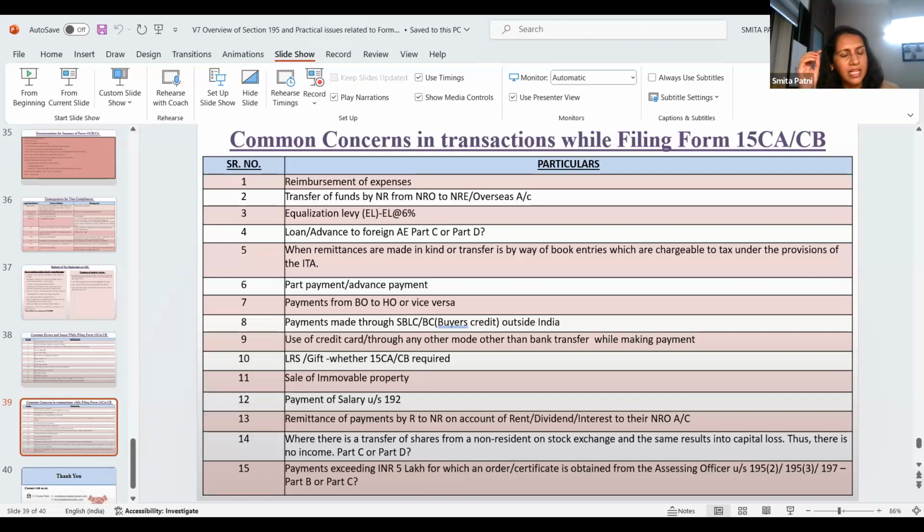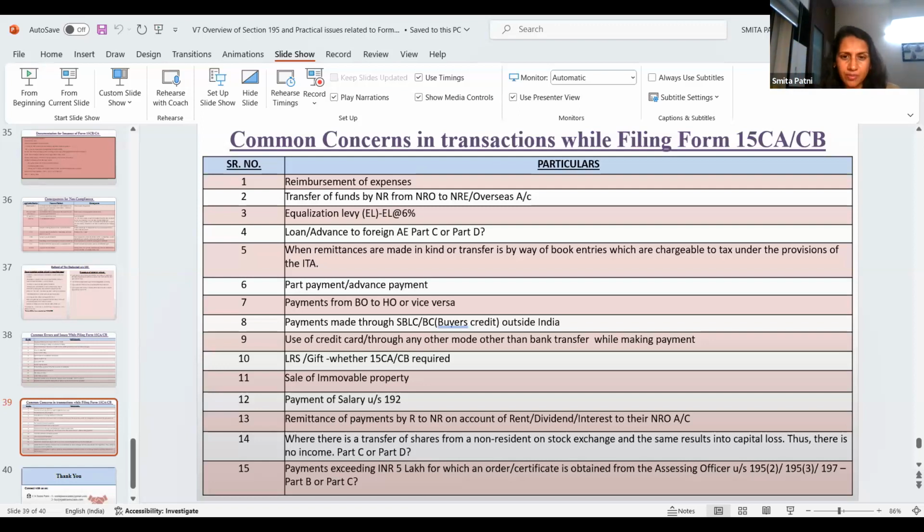Again, as I'm reiterating, the bank will ask you, so you have no choice but to issue. Although you can go and fight, you can explain to them that 15CB is not required, only 15CA is required, or nothing is required, because this is a transaction which is outside that bank.